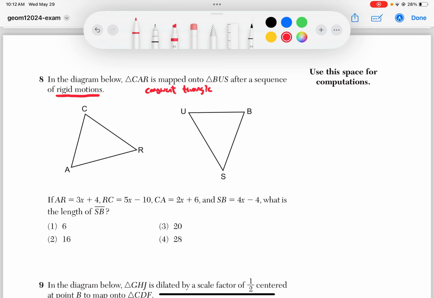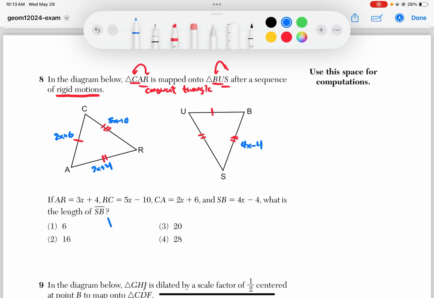So I can use these properties, right? So correspondence tells me that CA is congruent to BU. AR is congruent to US. And CR is congruent to BS. And then it tells me AR is 3x plus 4. RC is 5x minus 10. CA is 2x plus 6. SB is 4x minus 4. What's the length of SB?